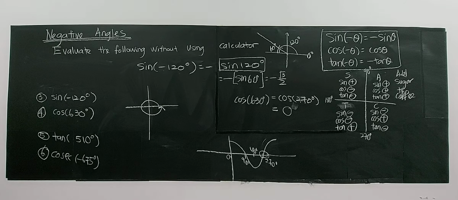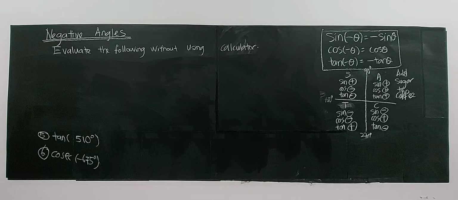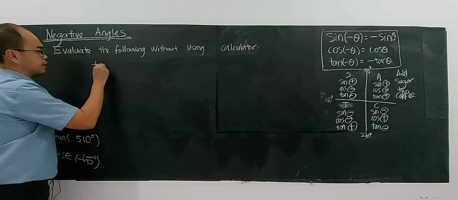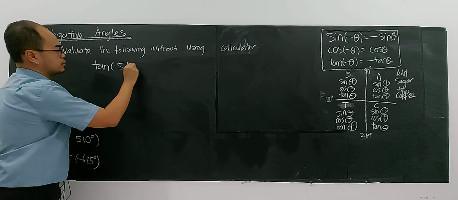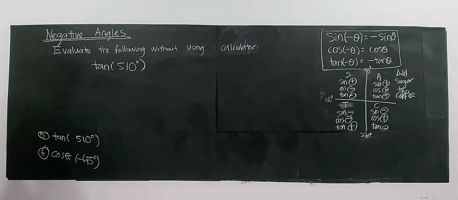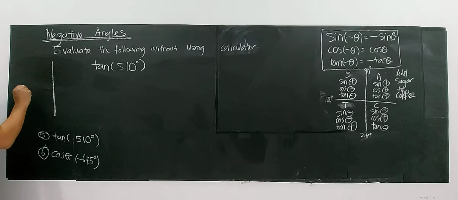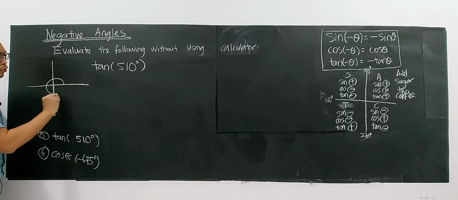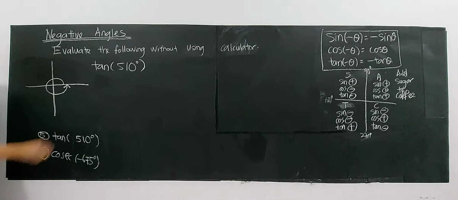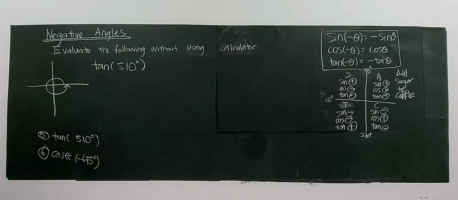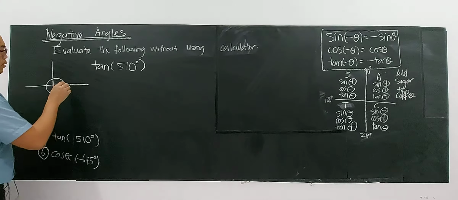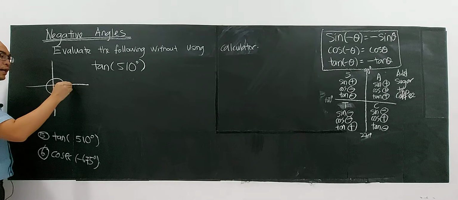Okay, let's look at examples 5 and 6. Alright, let's continue with question 5. Tangent 510 without using a calculator. So tangent 510, this is already over 360, right? So you draw out the quadrant. You take 510 minus 360, you have 150. It means you go one round, then you have another 150.